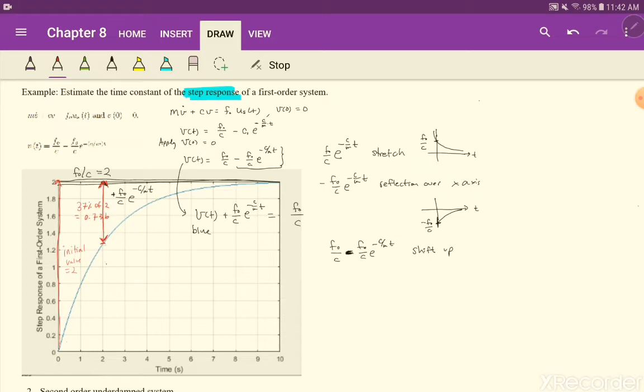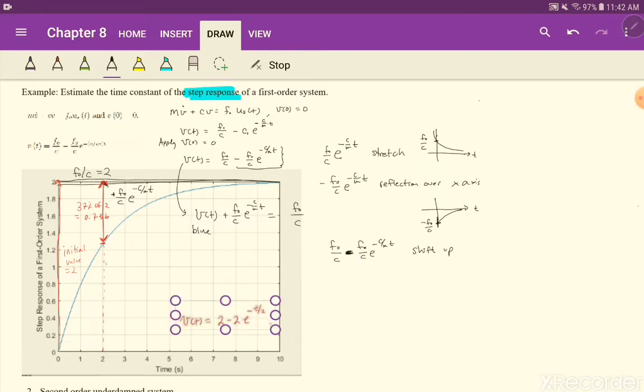So guess what the time constant is? 2 again. Sorry, I just used the same function. My v of t was 2 minus 2 times e to the minus t over 2. I really like 2 for this example. Let me move that one over.